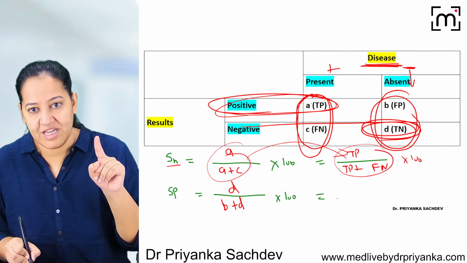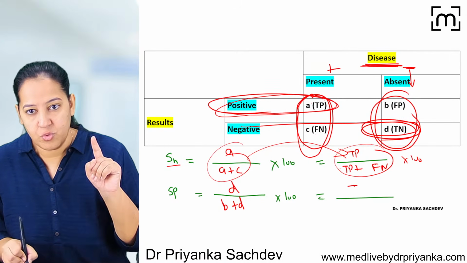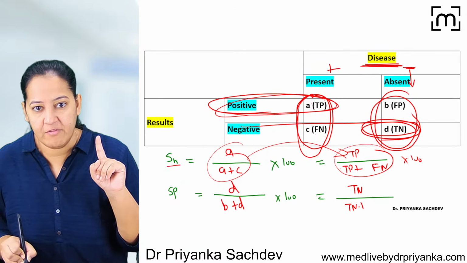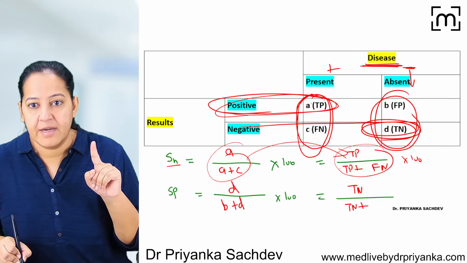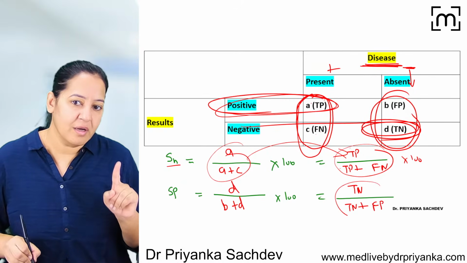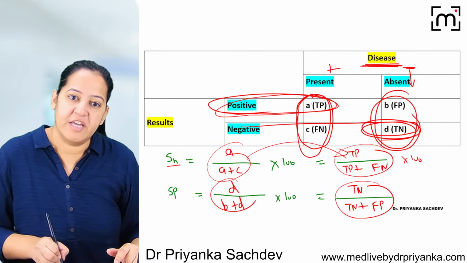You got it? What is D upon B plus D? It is true negative upon true negative plus false positive. And what is B? It is false positive. This is the formula. Don't learn in this terminology, you will get confused. Learn D upon B plus D.